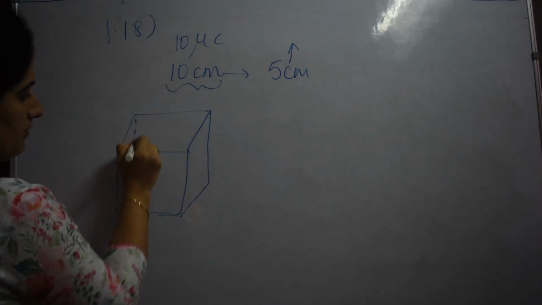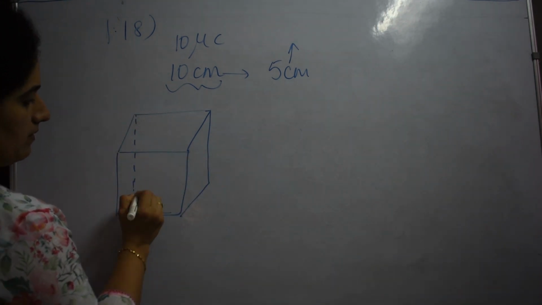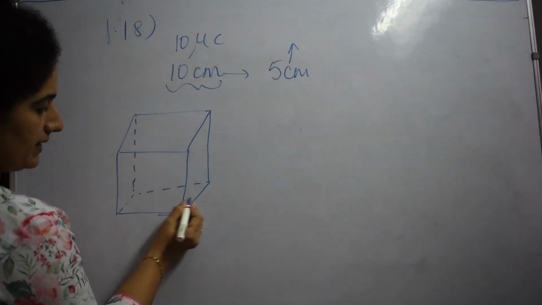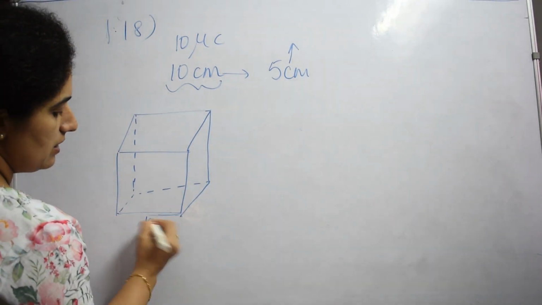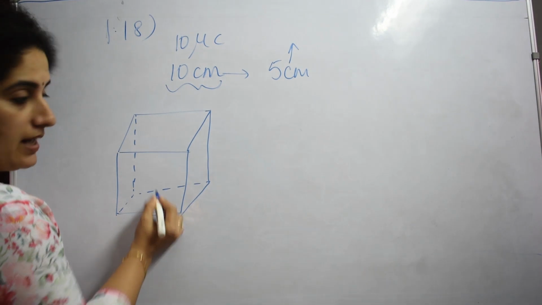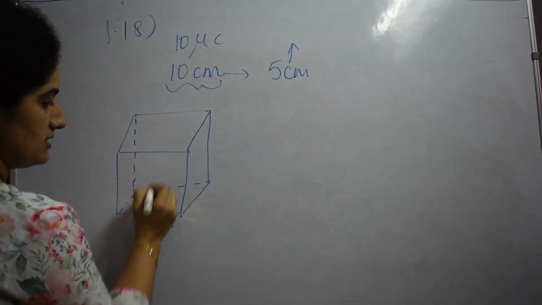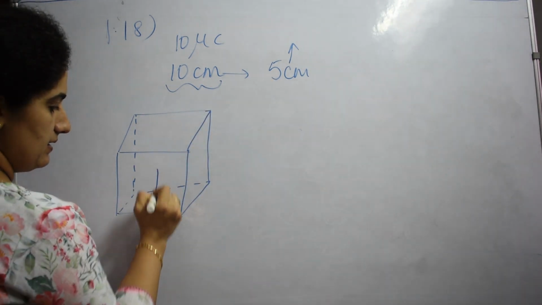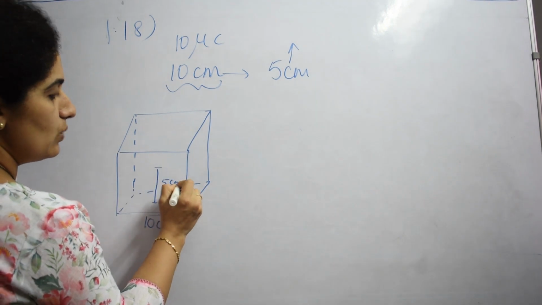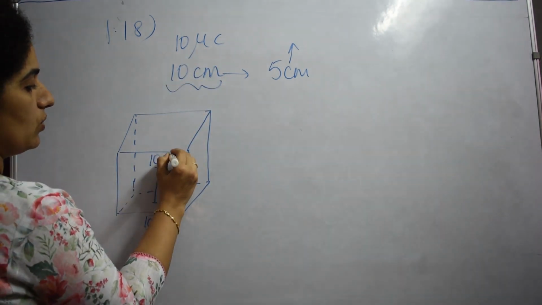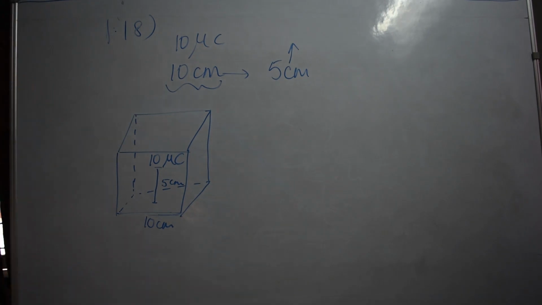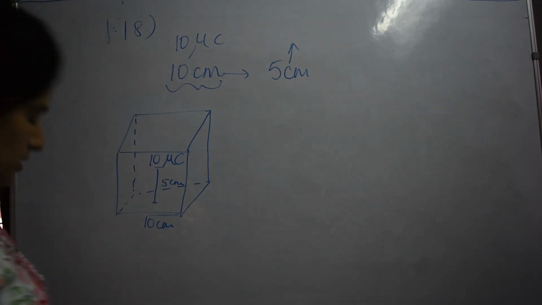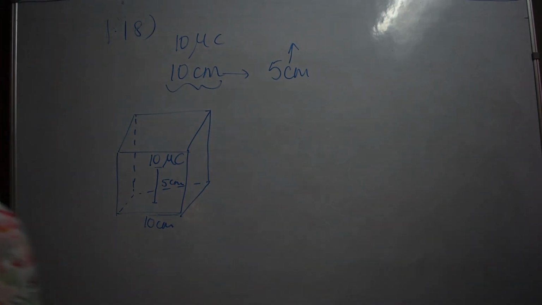Okay. So from here, this side is 10 centimeter. From here, at the distance of 5 centimeter, you are placing 10 microcoulomb charge. What are you asked to find out? You are asked to find out the magnitude of the electric flux.